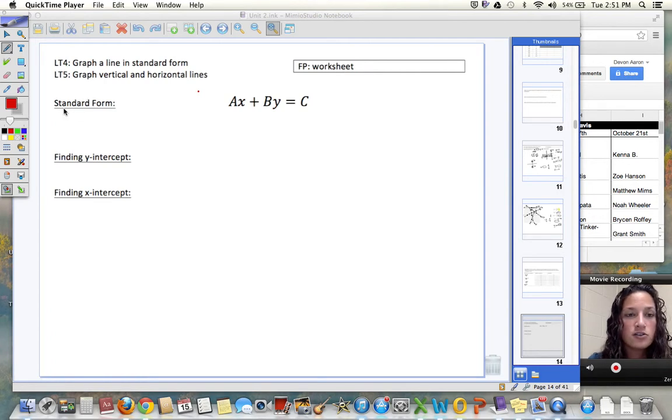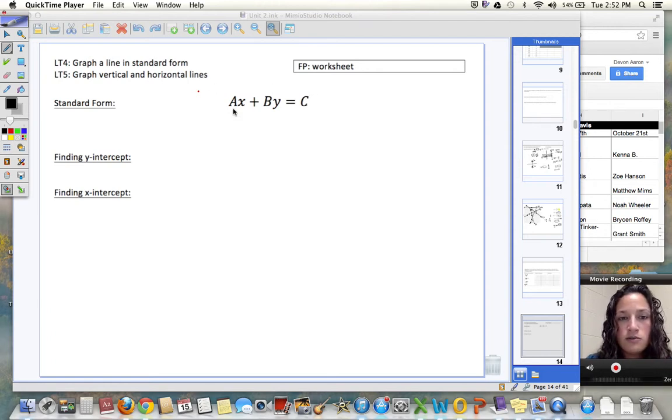Sorry about that. So standard form is going to be this right over here. It's going to be our ax plus by equals c. So our a and our b are going to be coefficients. Our x and our y are our variables, and our c is our constant term.